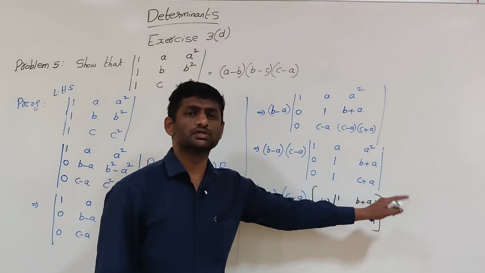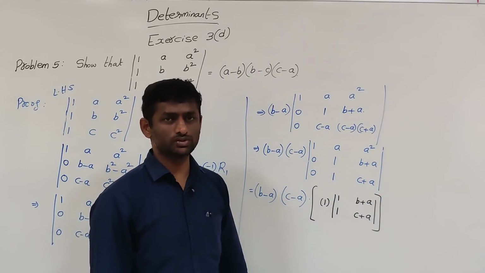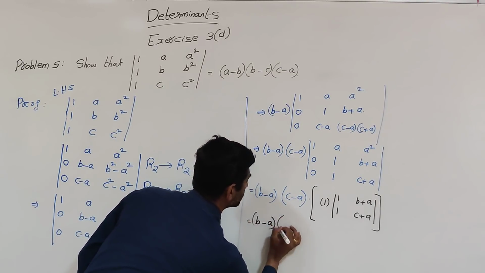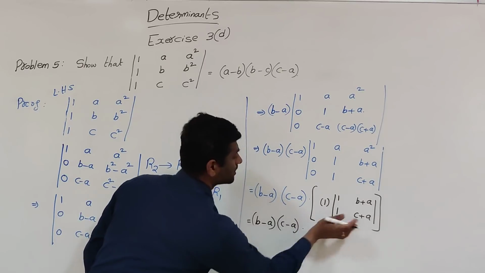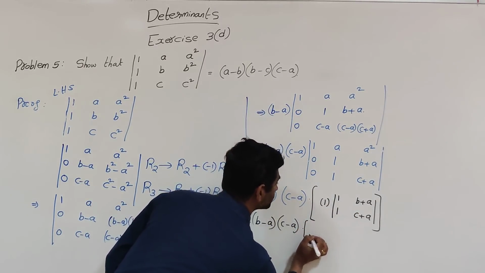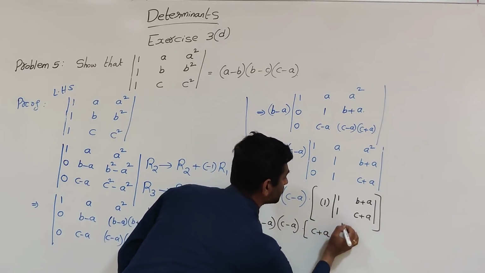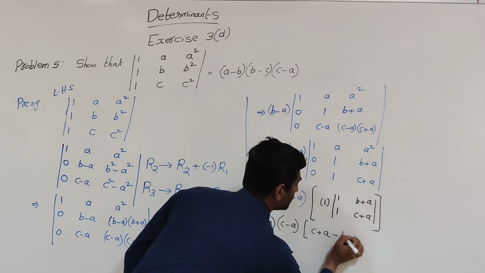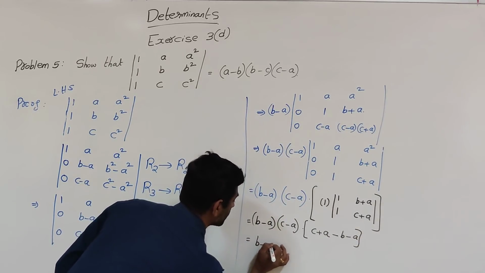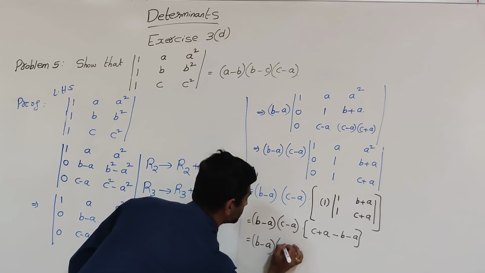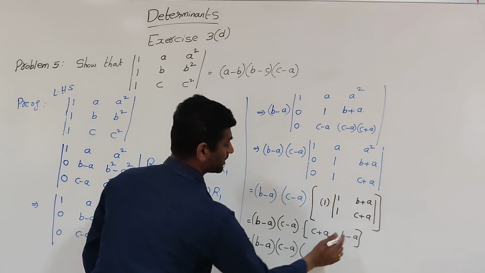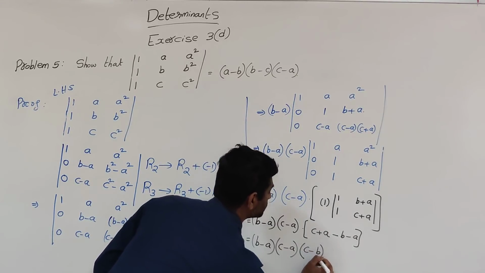Plus 0 into something is 0, plus 0 into cofactor of 0 is also 0. B minus A, C minus A, and the determinant of this will be 1 into C plus A, C plus A minus 1 into B plus A. So it will be B minus A. B minus A, C minus A, and what will be? A gets cancelled, so it will be C minus B.